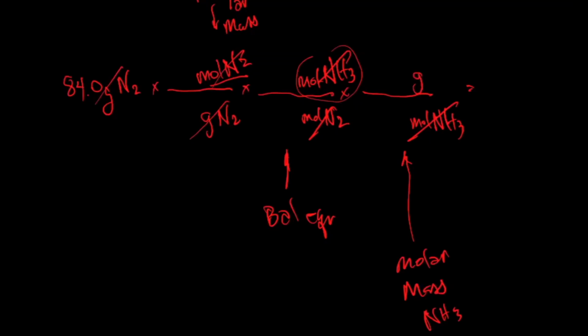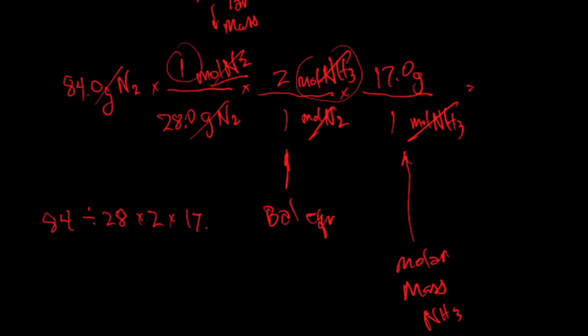Then I'm just going to put in the numbers. I know that there are 28 grams per 1 mole. I know that for every 1 mole of nitrogen, I produce 2 moles of ammonia. And I know that 17 grams of ammonia is 1 mole. That's the 3 steps that I just showed you. What you would do in your calculator is take 84 divided by 28, multiply by 2, and multiply by 17. You see how you have ones here?